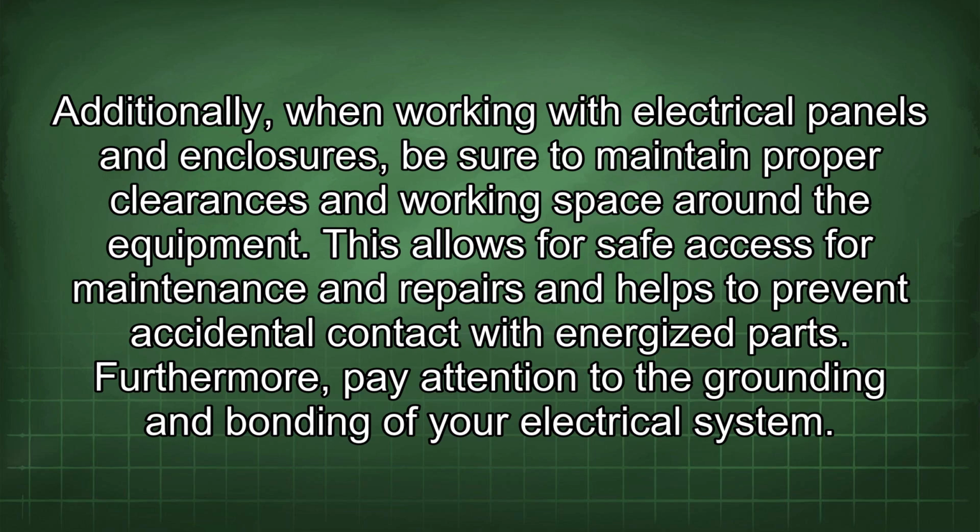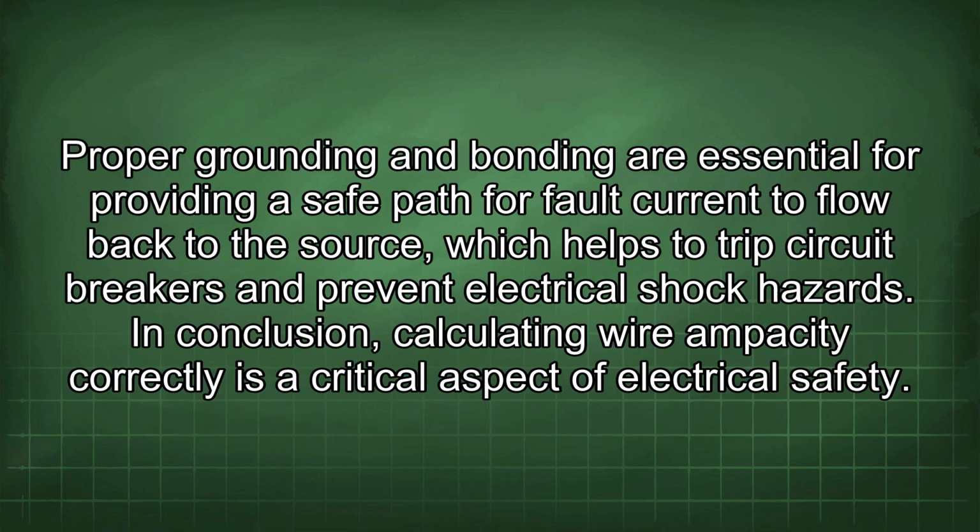Additionally, when working with electrical panels and enclosures, be sure to maintain proper clearances and working space around the equipment. This allows for safe access for maintenance and repairs and helps to prevent accidental contact with energized parts. Furthermore, pay attention to the grounding and bonding of your electrical system. Proper grounding and bonding are essential for providing a safe path for fault current to flow back to the source, which helps to trip circuit breakers and prevent electrical shock hazards.